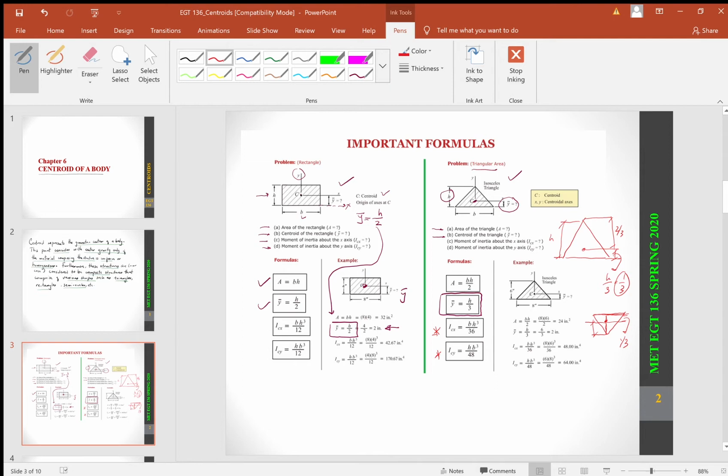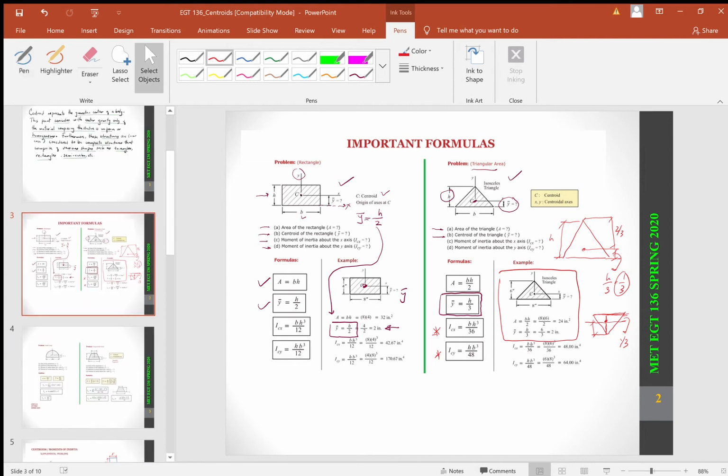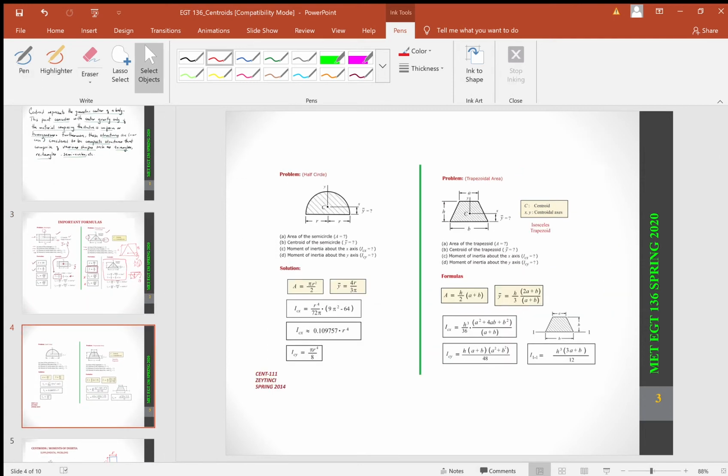Okay, and here's an example of trying to find your centroid for an isosceles triangle. Okay. Now going on to other shapes, we have here a half circle.